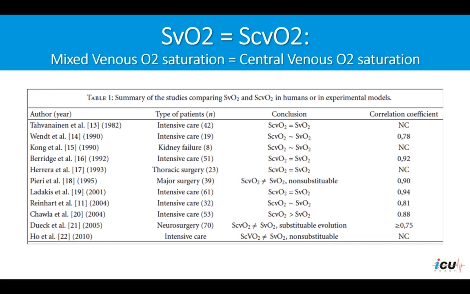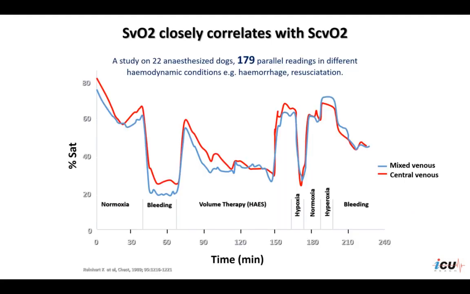Now, if we use the central line instead, at that time we need to see whether they correlate with each other or not. And based on those different studies from 1982 all the way to 2010, you can see that we have good support that we can use the central venous oxygen saturation as an alternative to the mixed venous oxygen saturation. In this study, this is an experimental study in 22 dogs.